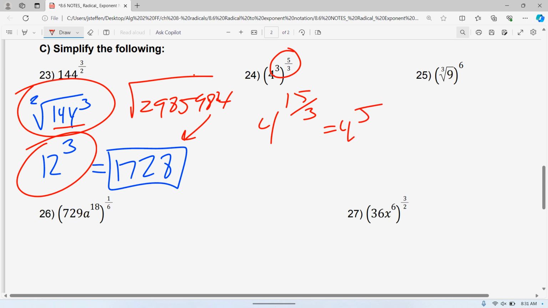That's 1,024. Again, the other way you could have done it is you could have done 4 to the third is 64, and then said it's the third root of 64 to the fifth. Taking the third root of 64, that's 4, and then 4 to the fifth is 1024. So you could have done that way as well.